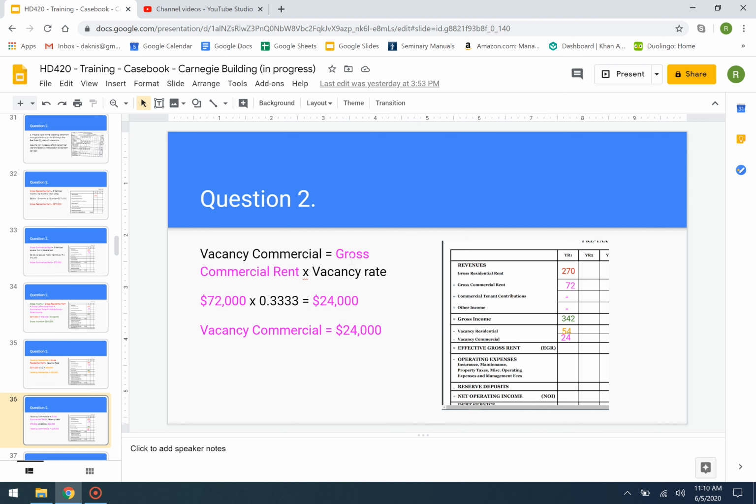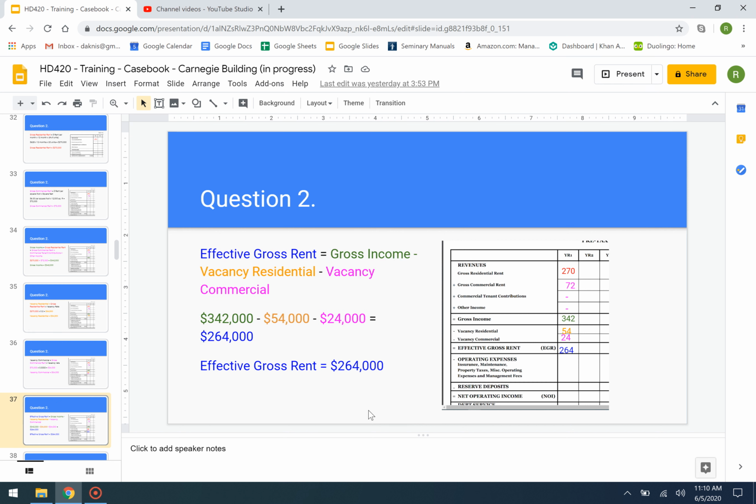Same thing with commercial. We take our commercial rent, this $72,000, times the number they gave us, which was 33.33%, basically a third, and we get $24,000 as our vacancy commercial. Okay, so then to get our effective gross rent, we take our gross income, our $342,000, we minus vacancy residential, and we minus our vacancy commercial, and we come up with our effective gross rent of $264,000. So you take your 264 and you plug it in there under year 1.